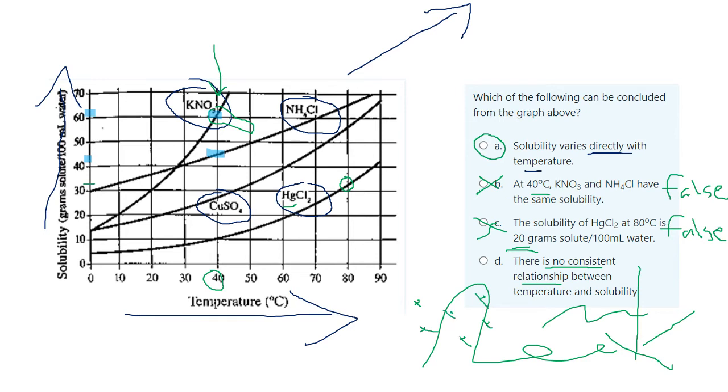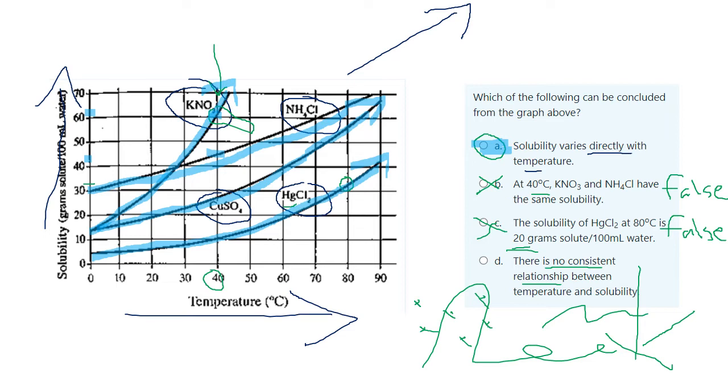That would be no relationship. But on this graph it is very clear. On each of the lines, they are generally going up. As the temperature increases, the solubility also increases. So we can say that there is a direct relationship. They are directly correlated. There is a positive correlation. Answer A is the best answer.